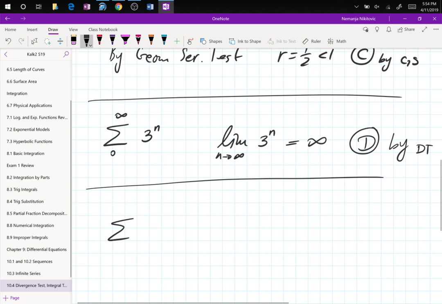Okay, let's take a look at this. Summation of (1 plus 1 over n) to the n, from 1 to infinity. What do we have? You're looking at this. Is this geometric? No, it's not, because 1 plus 1 over n is not a 2 or a 3 or something. So you don't have your r, so you can't do that. But let's try the divergence test. Limit as n goes to infinity of (1 plus 1 over n) to the n.